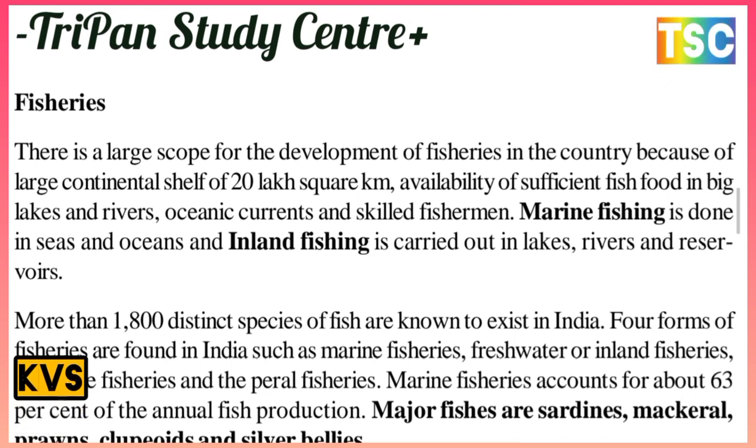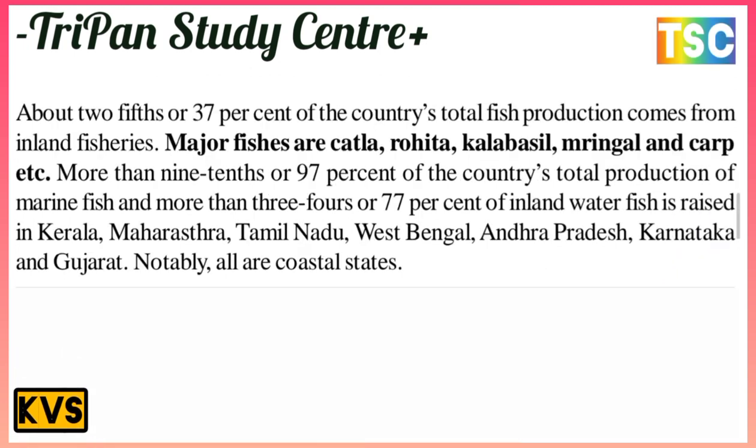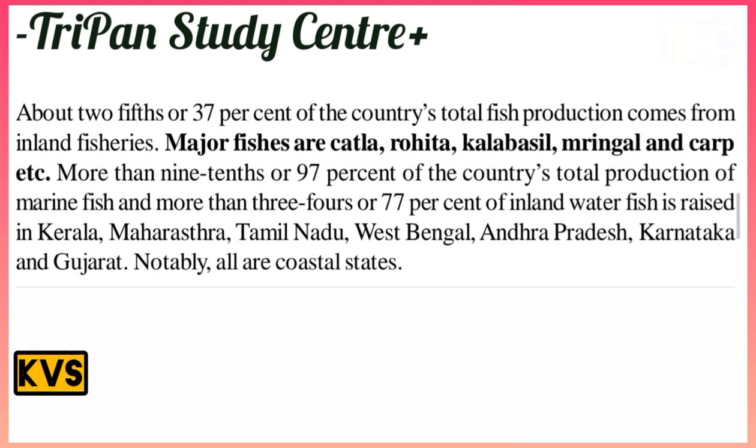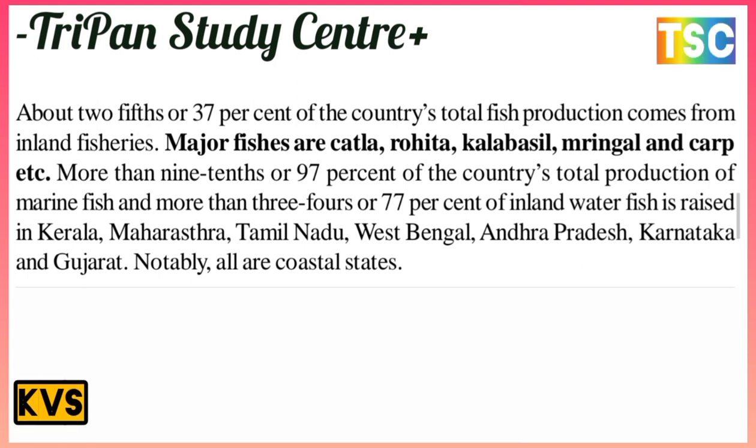Marine fisheries account for about 63% of the annual fish production. The major fish are mackerels, prawns, carps and silver whales. This is an important fish measure here. About 2/5 or 37% of the country's total fish production comes from inland fisheries. The major fish are catla, rohu, calbasu, mrigal and crabs, etc.